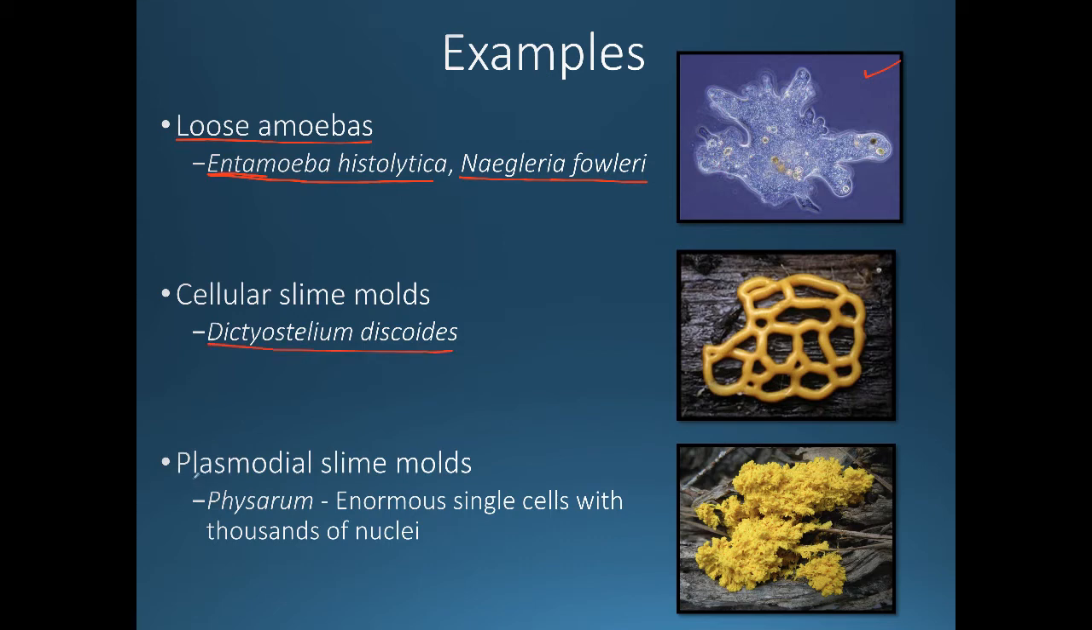And then we have the plasmodial slime molds. These are enormous single cells, much like we see with the loose amoebas here, except that these are even larger. You can see these with the naked eye. And we mentioned these before when we talked about a cell type that has thousands of nuclei in them. So an example of this is the Physarum.